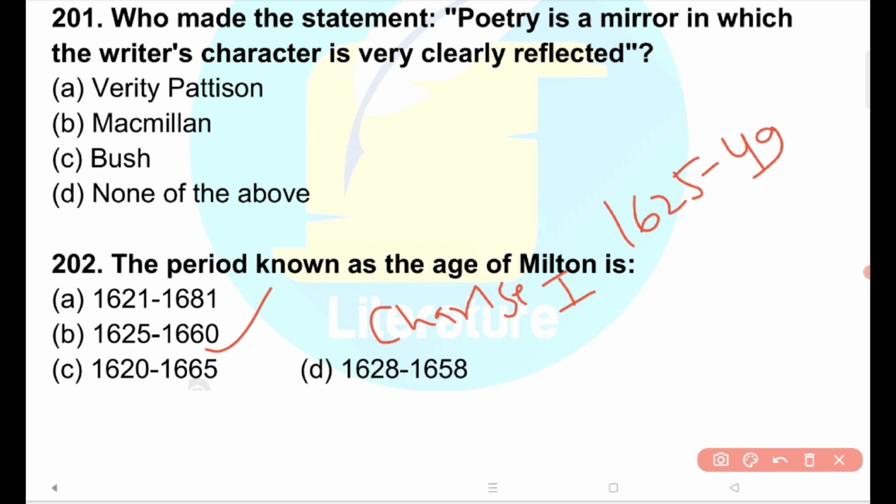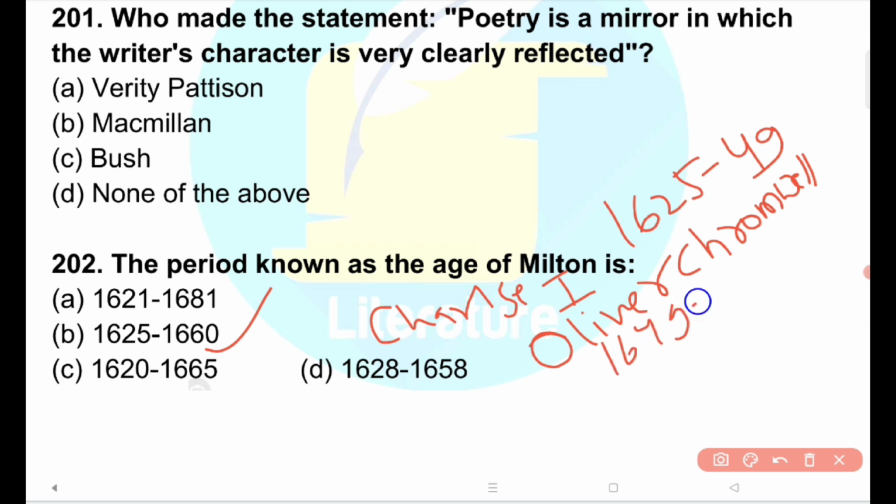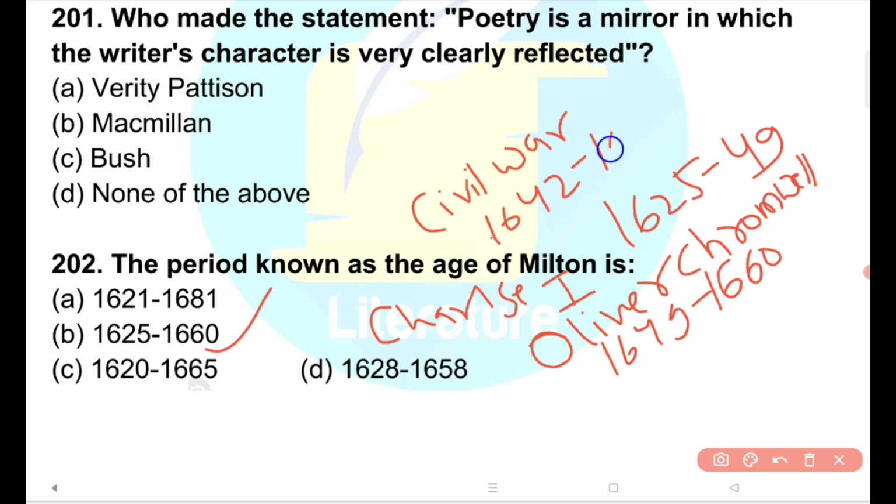and the Commonwealth under Oliver Cromwell, 1649 to 1660. Milton's major works, including Paradise Lost, Areopagitica, and Lycidas, were produced during or shortly after this period. It was marked by political turmoil, Puritan influence, and a civil war, the 1642 Civil War, 1642 to 1651.